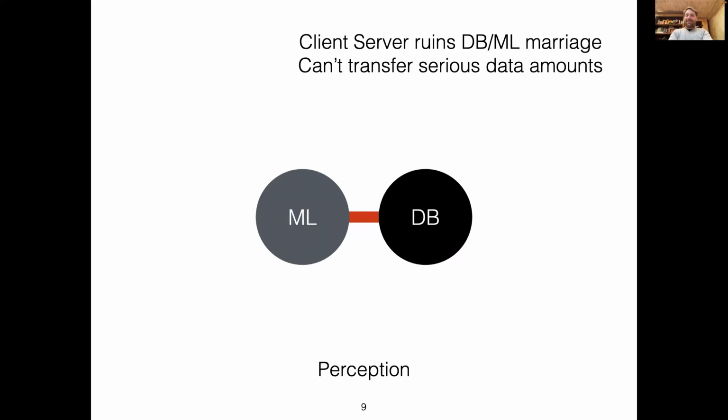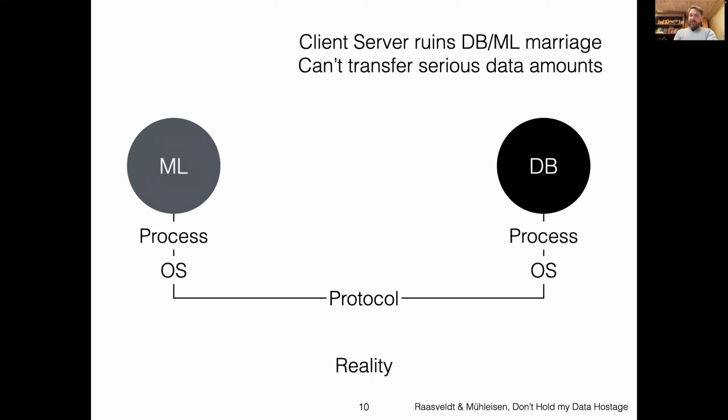And then back on this client-server thing, the problem with client-server is that it ruins this database-ML marriage, if you want, because you cannot transfer serious data amounts using client-server protocols. The perception is that this is not a problem really, because we have custom-built protocols and they are very, very fast at transferring data. And the reality is, no, this is not the case.